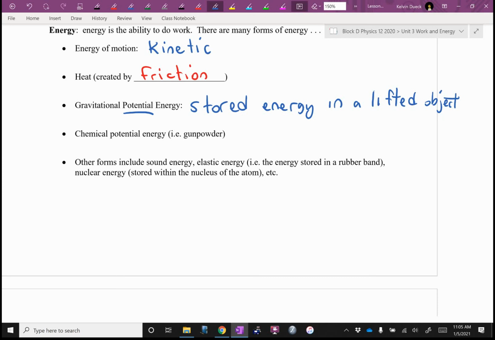Other forms, sound is a type of energy. Elastic energy: when you stretch a rubber band, you've done a force times distance. You've stored energy in that rubber band, and when you let it go, it can apply a force over a distance. Nuclear energy, that's the energy stored within the nucleus of an atom. There are many, many different types of energies. We're going to look at two main types, kinetic and potential.